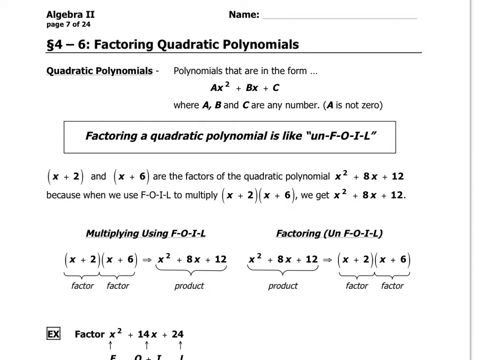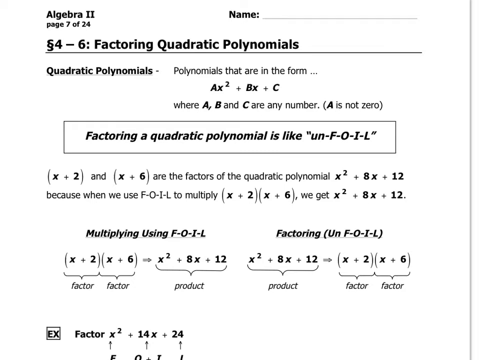If we take a look on page 7 of our notes, we can see that a quadratic polynomial is in this form right here. It's ax squared plus bx plus c. And the ones we're going to do today are where the a is a 1, so you'll just have an x squared plus bx plus c. This is a quadratic form, and we're going to start working with these. First of all, this is the opposite of FOIL.